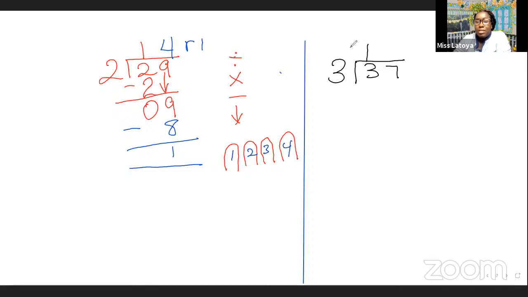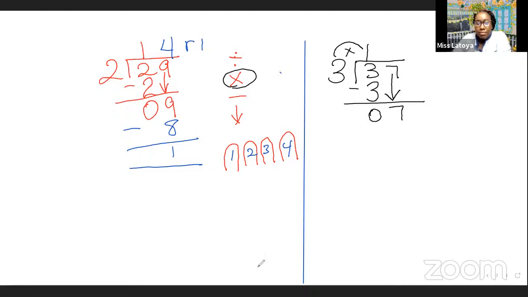Okay. Now I'm going to multiply. 3 1s are 3. What am I going to do next? I am going to subtract. 3 take away 3 is 0. What am I going to do next? Bring down. I'm going to bring down the 7.